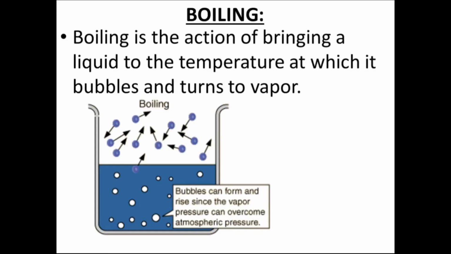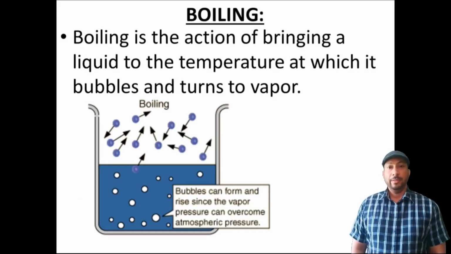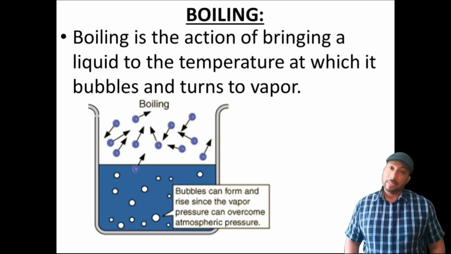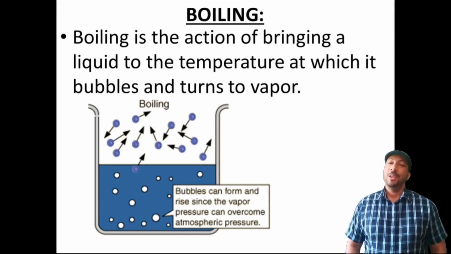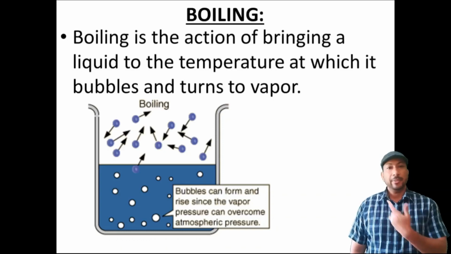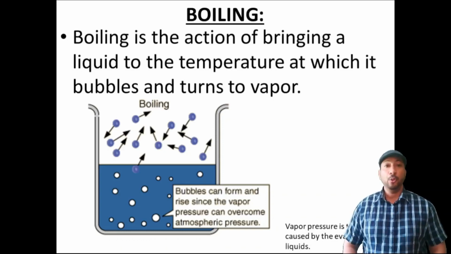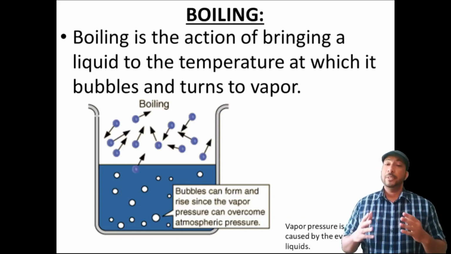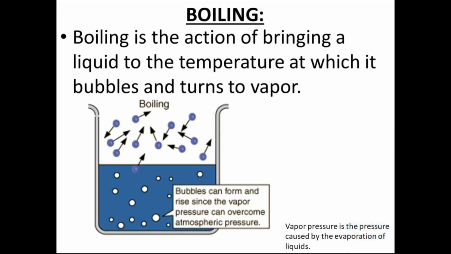Let's look at boiling. Boiling is the action of bringing a liquid to the temperature at which it bubbles and turns to vapor. So in conjunction with this, we need to know what is vapor pressure. Vapor pressure is the pressure caused by the evaporation of liquids. So what happens in boiling? Normally, you have a heat source here, a flame, right? A fire at the bottom of the container.